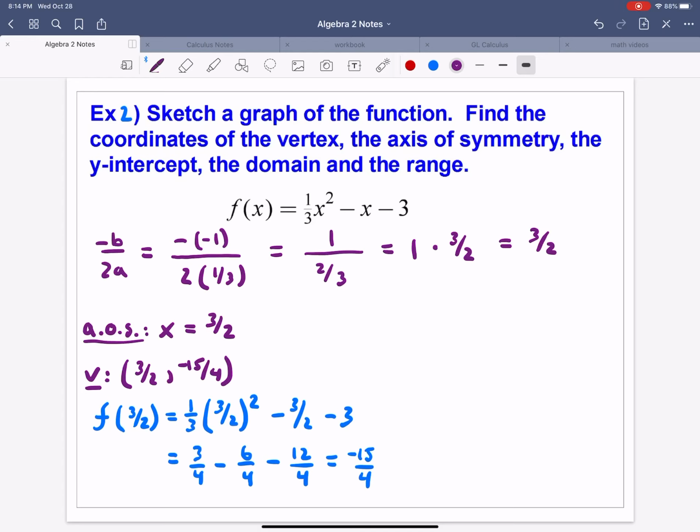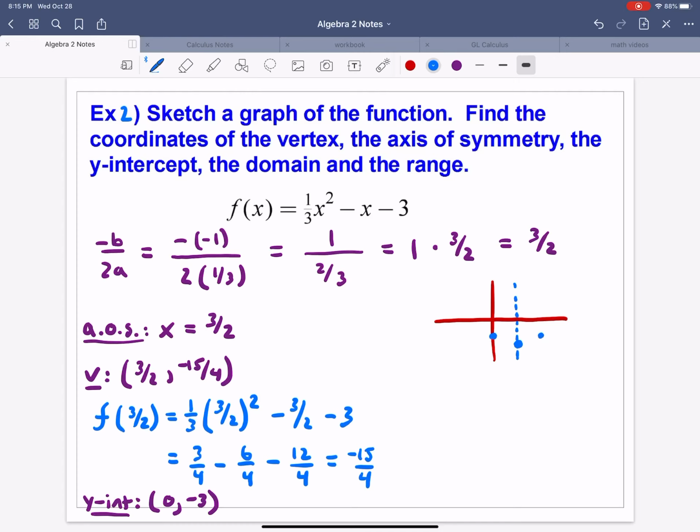Then we're also going to find my y-intercept. I can sneak that in down here. I've got plenty of room for that because it doesn't take much space. It's 0, c, and c in this case is negative 3. Now, before I do domain and range, I find that it's kind of easy to draw a sketch of the graph first. So my axis of symmetry is over here at 3/2. My vertex is down in quadrant 4. It's (3/2, negative 15/4). My y-intercept is at negative 3.